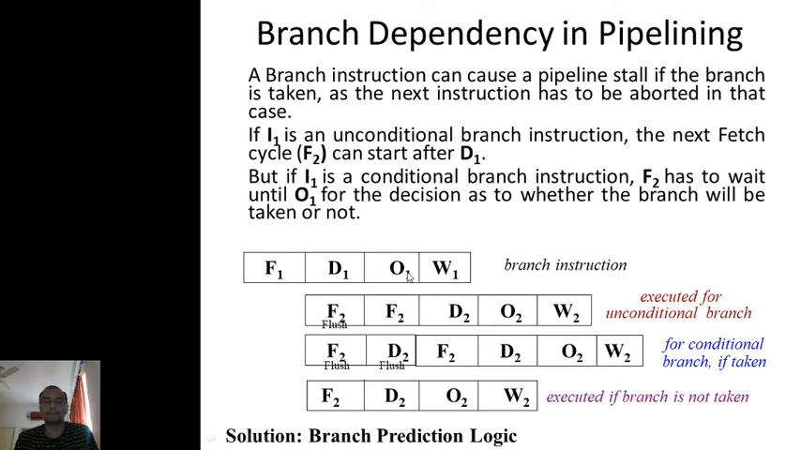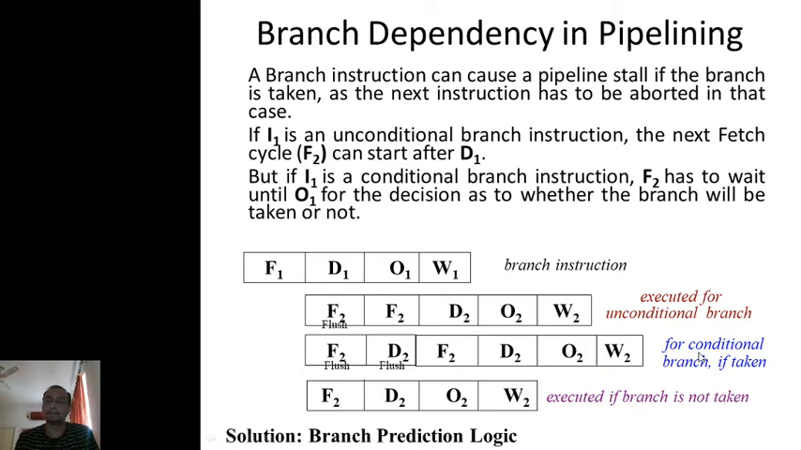So when this is in O1, it is not D2 here, but it will be F2. When this enters the W1 stage, the new instruction gets decoded, and things will work in parallel if there is no further branch instruction. In this way, one clock cycle is wasted here.